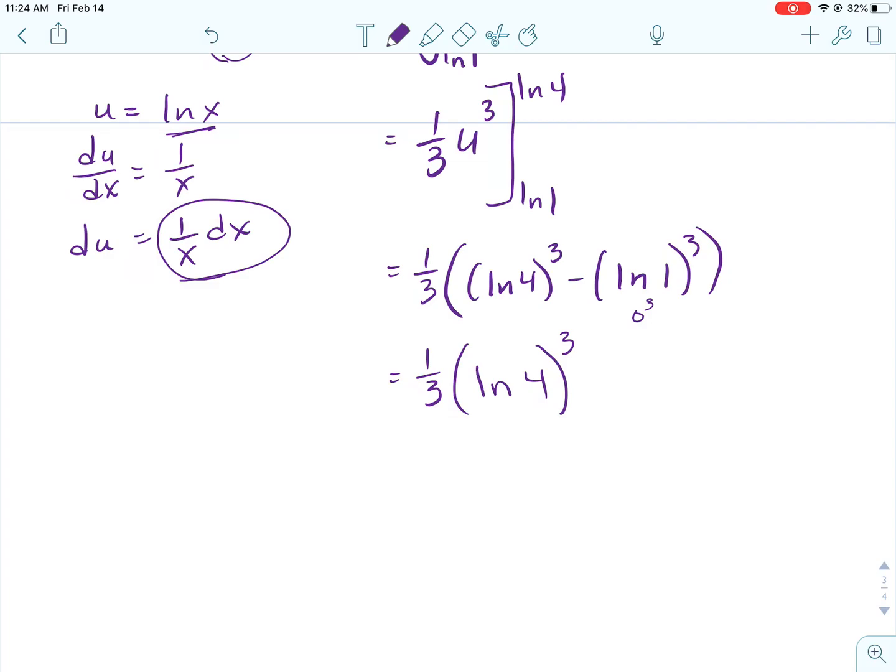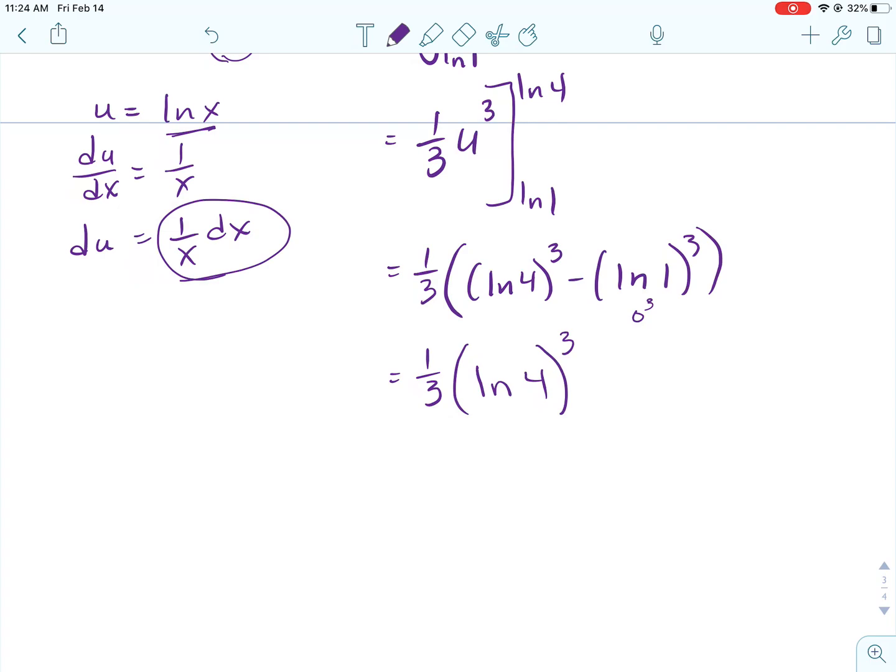This is it. Now be careful also on the rules, because there is a power rule that a power on your argument you can move to the front, or you can move from the front to the argument. This is not on the argument. This is the whole natural log being cubed. So this is it. This is all we can do.